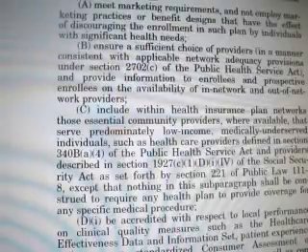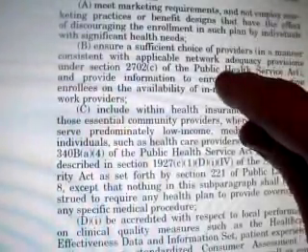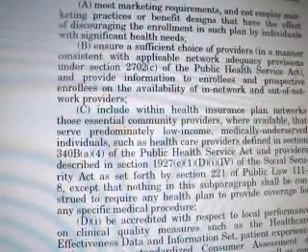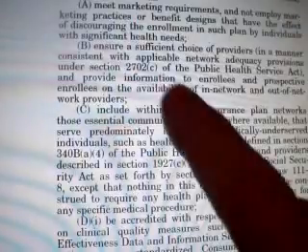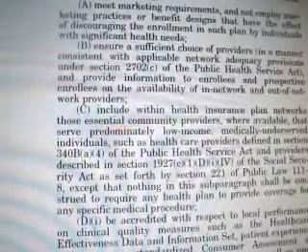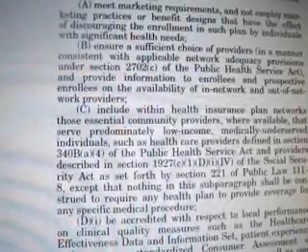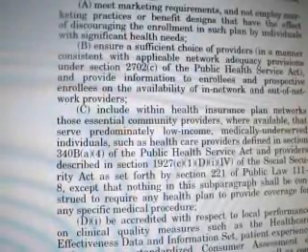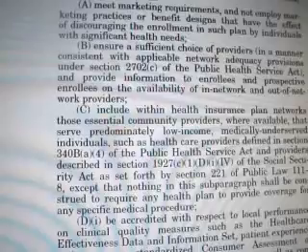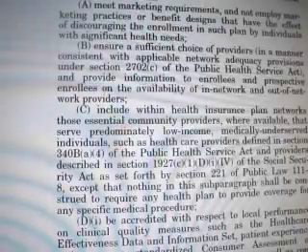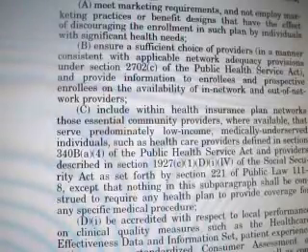We are on page number 56. In the last video, I covered these two paragraphs right here, and we will cover some more later on, but right now we're going to cover this paragraph right here. It says, include within health insurance plan networks these essential community providers where available that serve predominantly low-income, medically underserved individuals, such as healthcare providers defined in Section 340B(a)(4) of the Public Health Services Act.